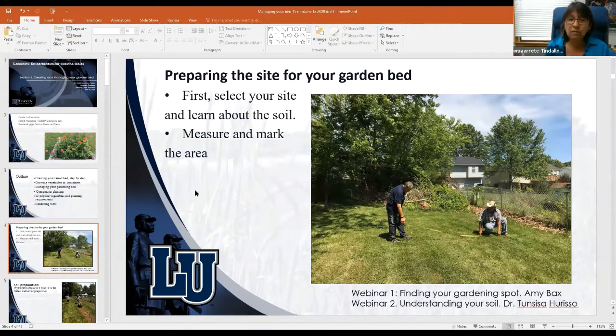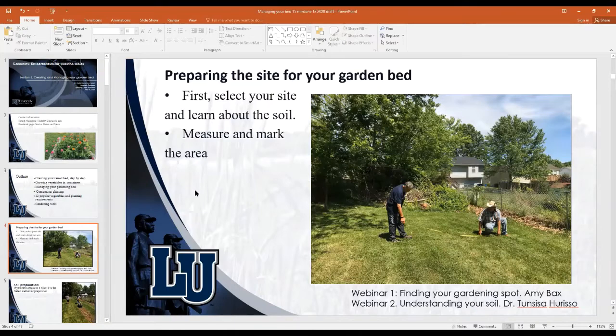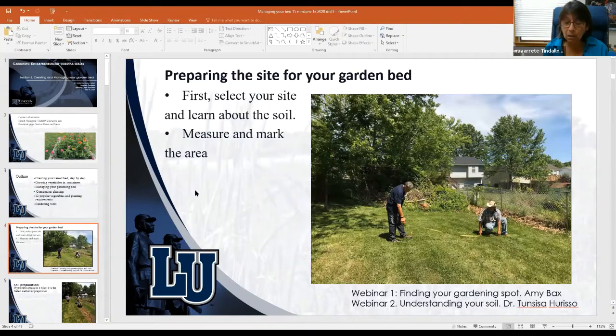So the first slide is about preparing the site for your garden bed. For those of you who have joined us since the beginning, during webinar 1, Amy Bax talked about finding your gardening spot. And on webinar 2, Dr. Jurizo talked about understanding your soil. If you haven't joined us before, please be sure you do, so you know those are the first steps to get you started. Talk to Dr. Eleazar about getting the links.